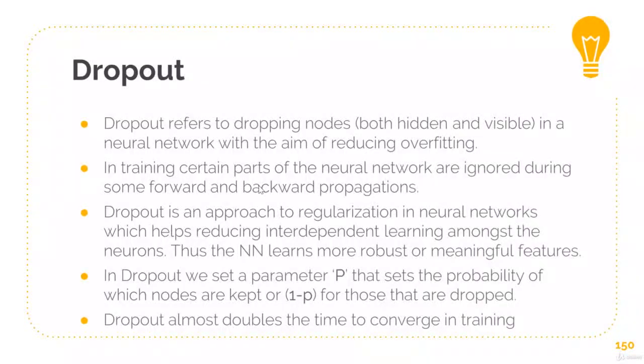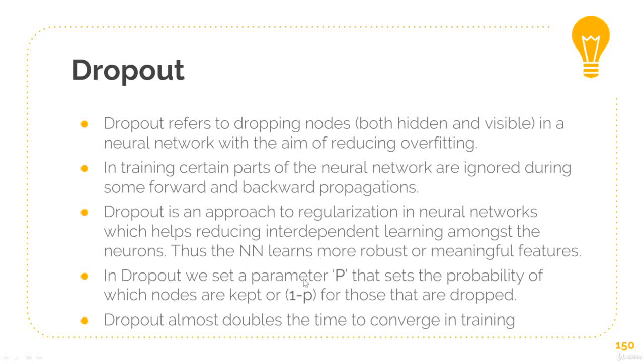And let's talk about dropout. Dropout is actually very easy to implement and extremely useful. So dropout refers to dropping nodes, both hidden and visible, in a neural network with the aim of reducing overfitting. What do I mean by dropping nodes? What this means is that in the training process, certain parts of the network are ignored during the forward and back propagations. This is a way of actually making our network have some redundancy in a way, but what it also does is that it actually adds regularization to our networks. It helps reduce the interdependency between neurons while learning. So it actually leads to more robust and meaningful features.